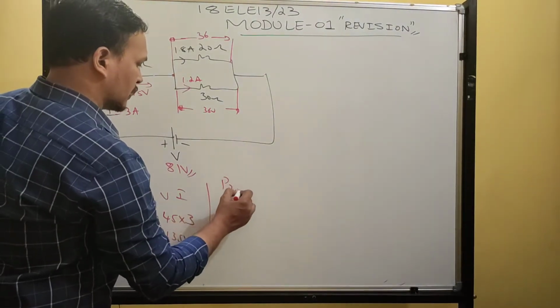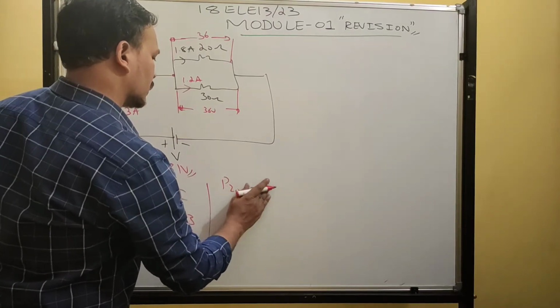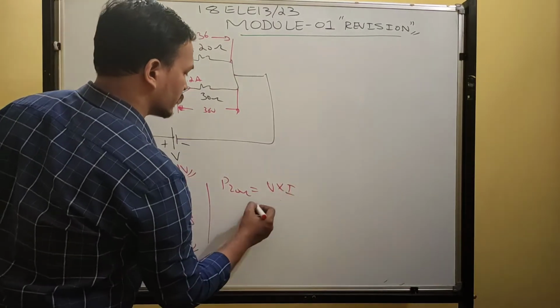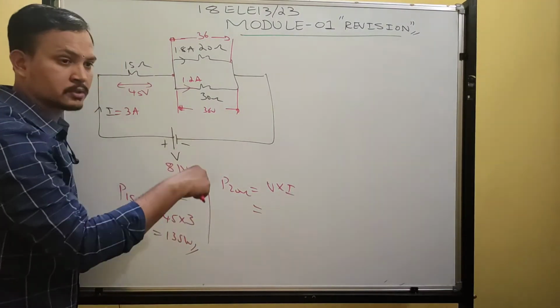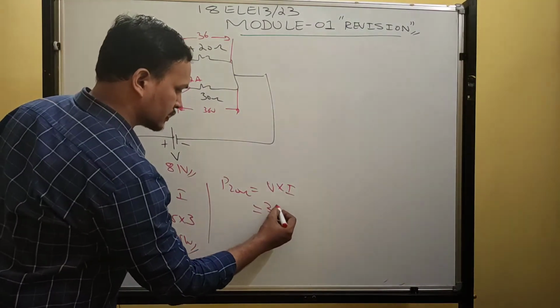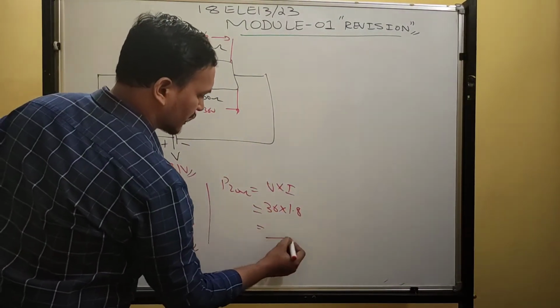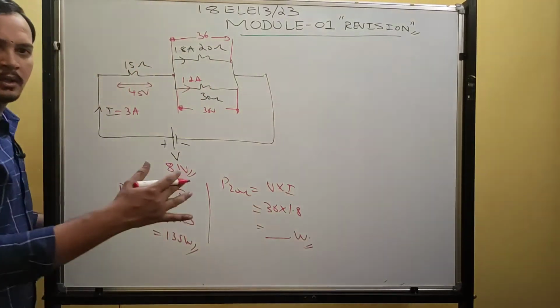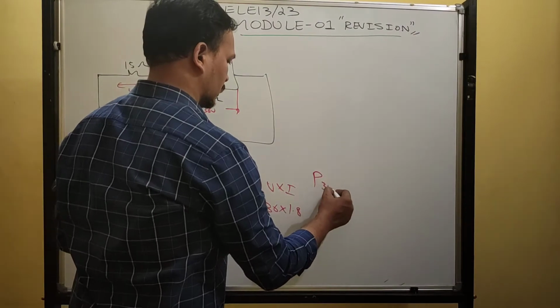What is power in the 20 ohm resistance? Okay, you can write V into I. So power is equal to V into I. Which resistor are you finding power in? In the 20 ohm resistance. You take the voltage across that 20 ohm resistance. What is the voltage? 36. What is the current in that resistor? 1.8. So you will get some amount of watts. That you can write later. Because it is fractions, I can't write directly.